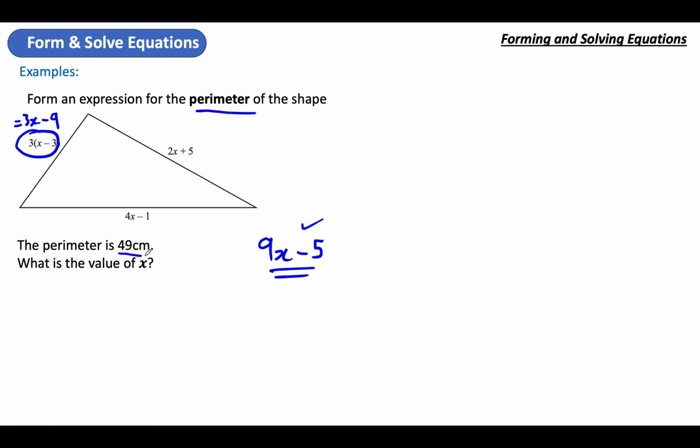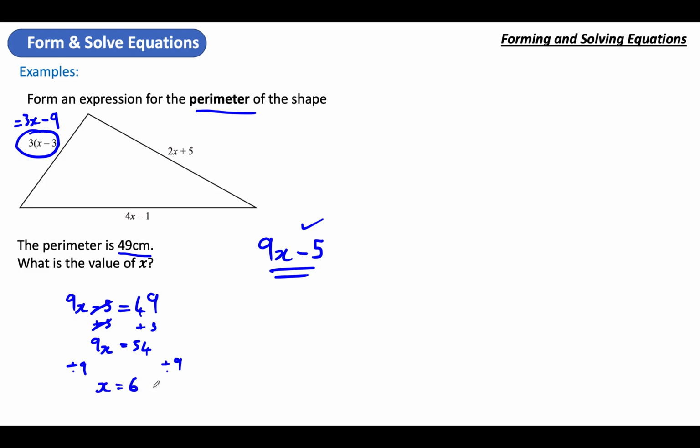Now it tells me, new bit of information, this is equal to 49 because the perimeter is actually 49. So write your equation. 9x minus 5 equals 49, and then solve. Let's do plus 5 to both sides. 5, take away 5 is nothing, so 9x is on its own. 49 plus 5 is 54.